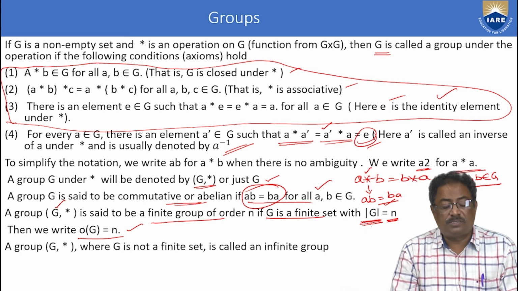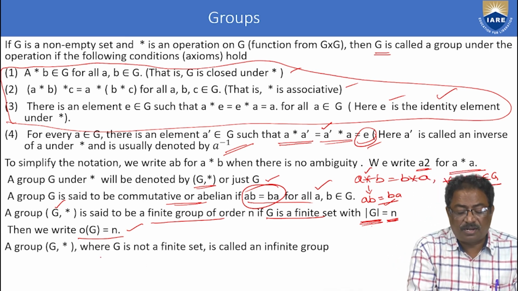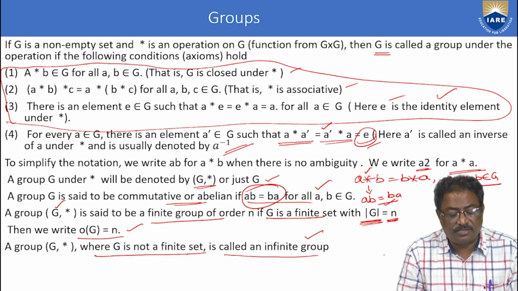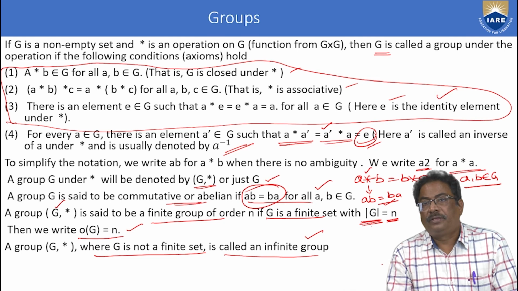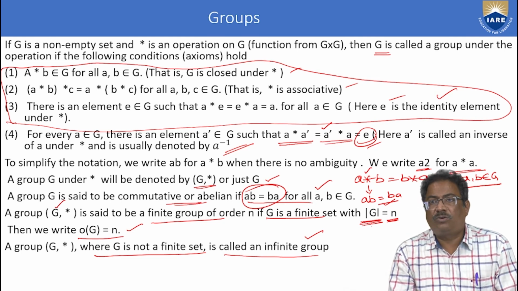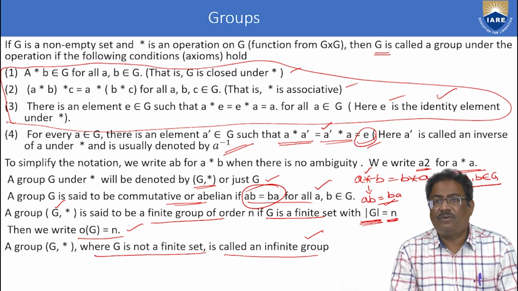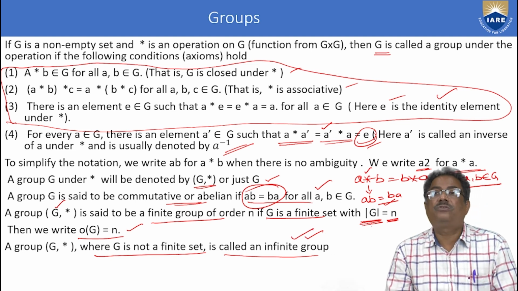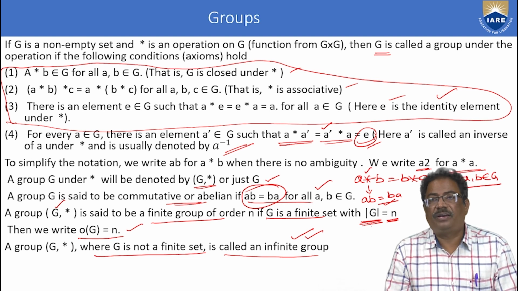A group G comma star where G is not a finite set is known as an infinite group. If G is finite, it is a finite group. If G is infinite, then we can say that it is an infinite group.